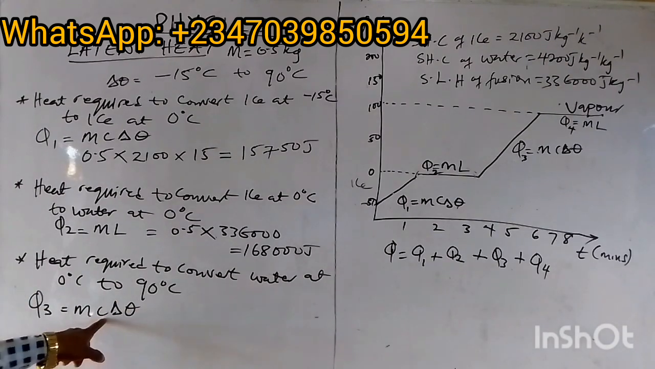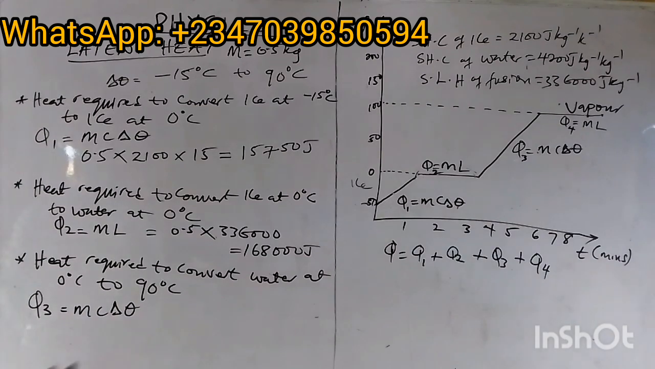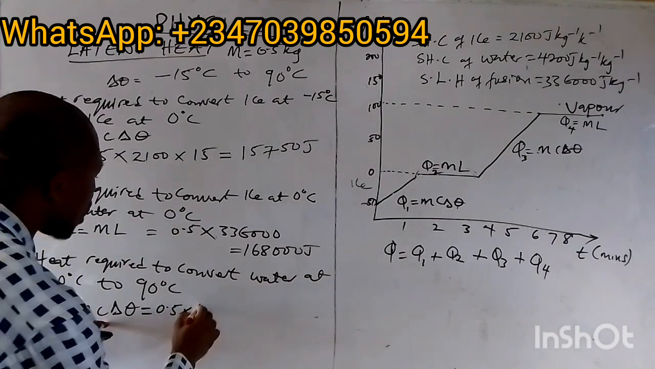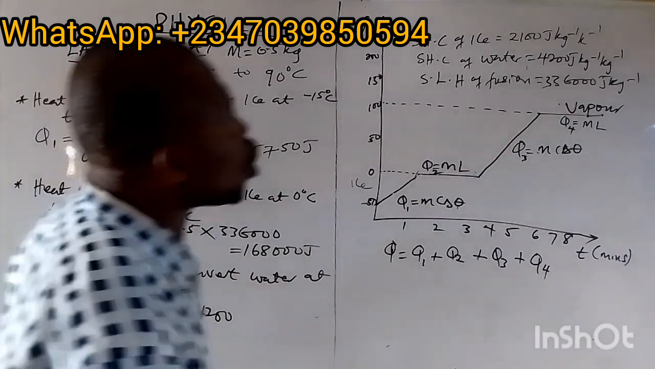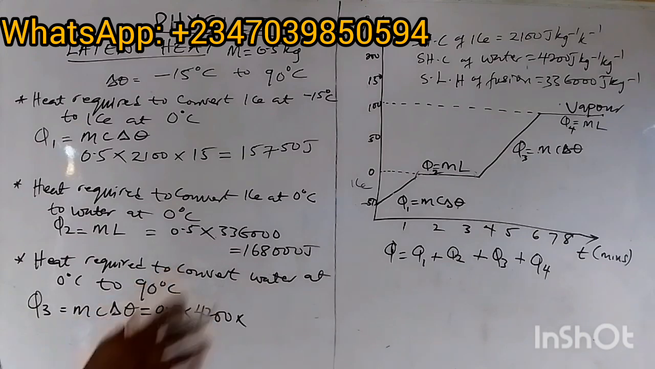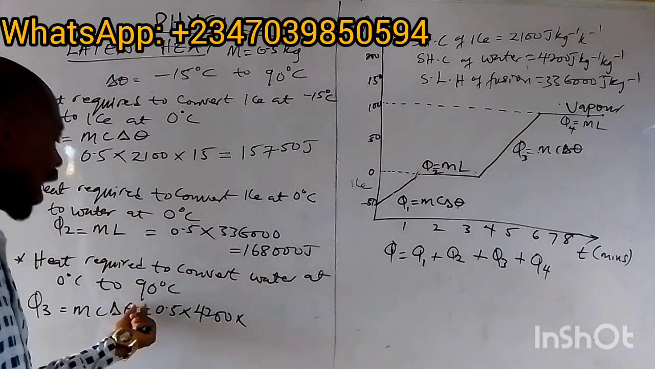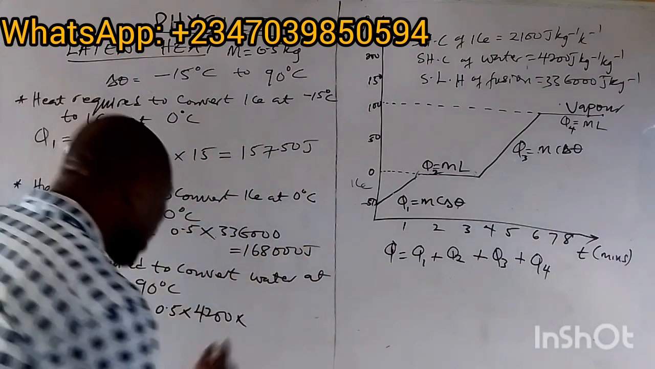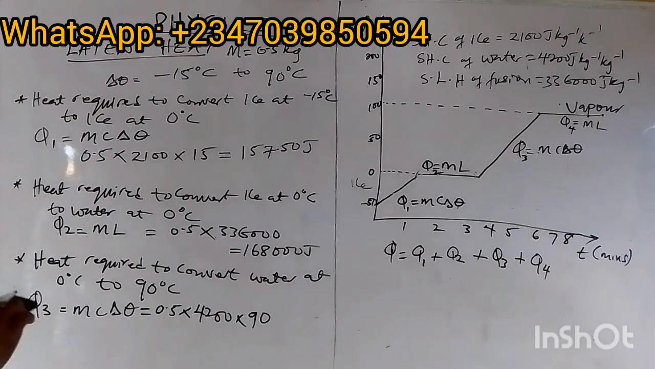At this point, c here is the specific heat capacity of water. So we have mass 0.5 times the specific heat capacity of water, 4,200 joules per kg per Kelvin, times the temperature change, which is from 0 to 90, which is 90 minus 0, still 90. And it will give us 0.5 times 4,200.